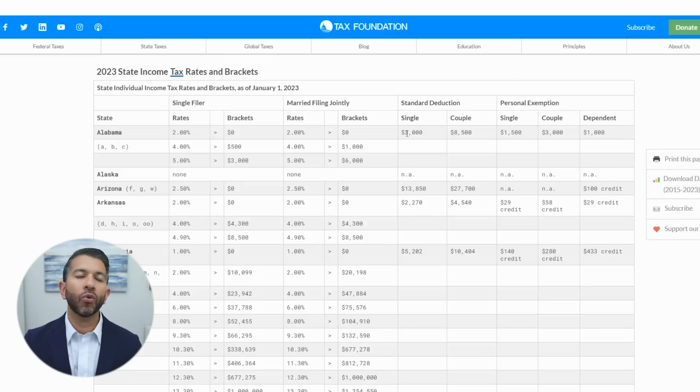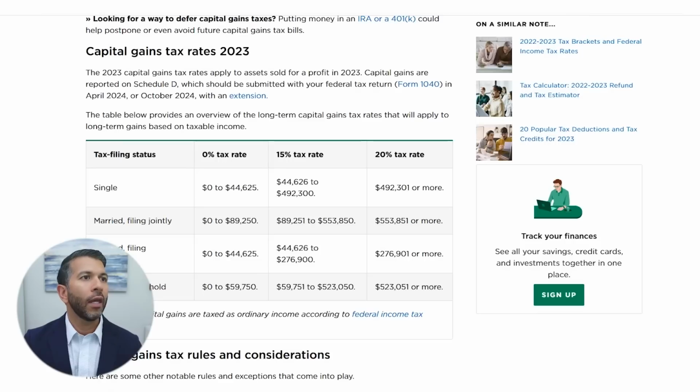Also, I'm gonna put these resources down below. State income tax rates, I got from the Tax Foundation, link will be down below. And here's that capital gain tax rate where I was just saying it verbally. Depending on how much income you earn, your filing status will dictate what your capital gains tax rate is, okay? So 0%, 15%, or 20%.